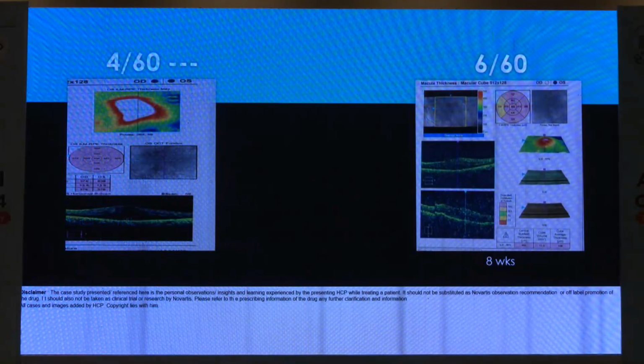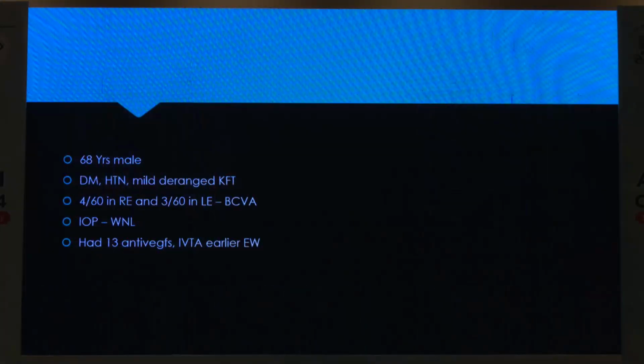So this is a 68-year male. 68-year male, diabetic, hypertensive, with mild deranged KFTs, while right eye is 4/60 and left eye is only 3/60, and already had 13 anti-VEGF IVT injections earlier elsewhere.